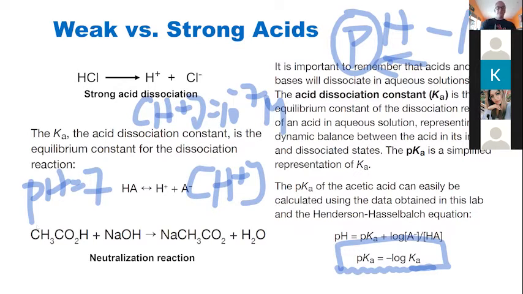That's all it means. So if the pH is high, that means the concentration of H plus is low. And the same thing with pKa. If the pKa is really big, that means that the Ka is very, very low, and it's an extremely weak acid. So the bigger the pKa, the weaker the acid is.